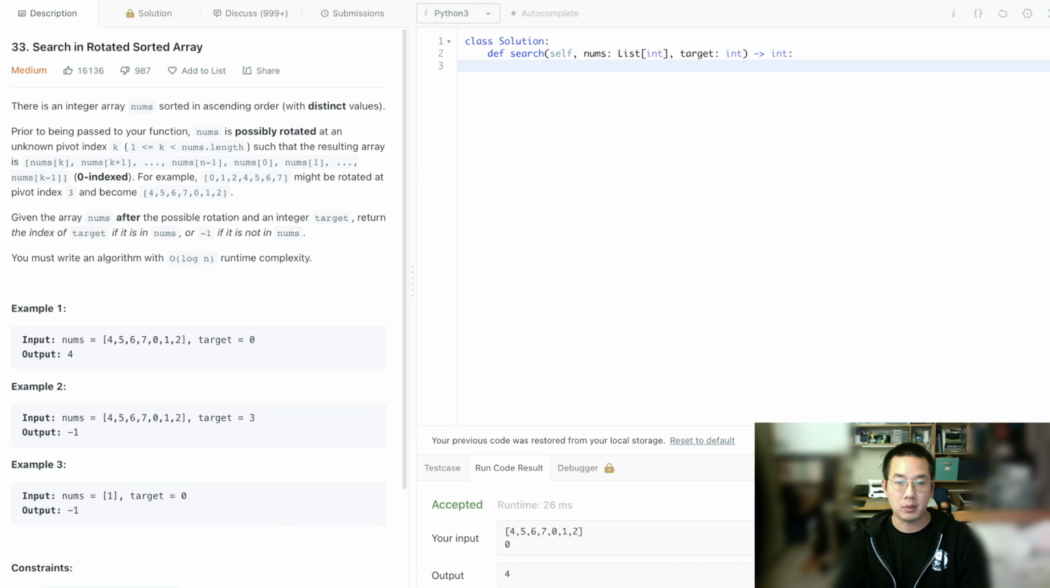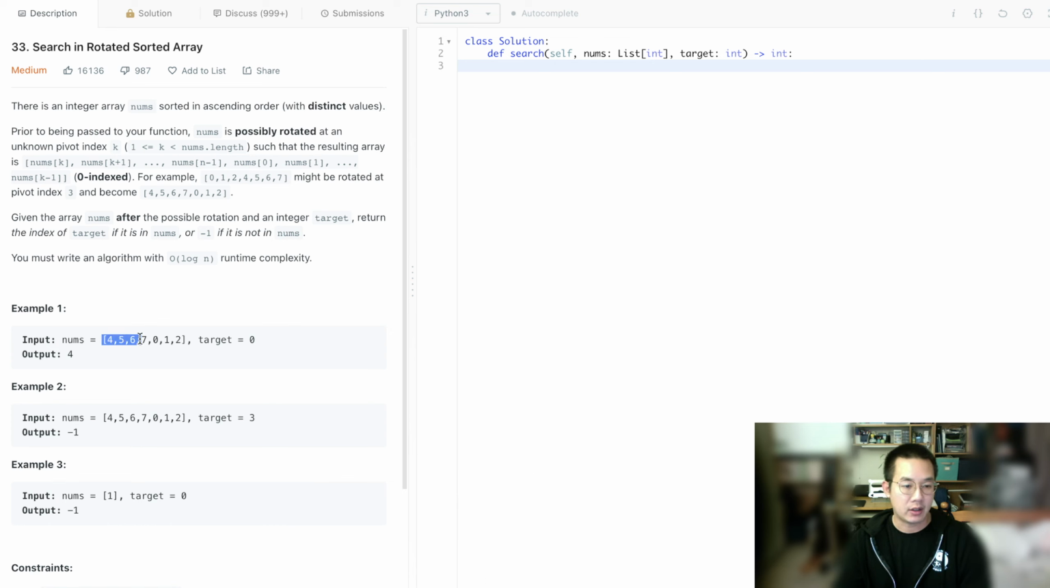Today we'll be doing search rotated sorted array. In this particular problem, we are given a list of numbers that are in sorted order, but with a small caveat where the array is rotated at a certain point. We don't know where, but it is rotated. And we need to find a target in O(log n) time, which basically means we have to do binary search and nothing else.